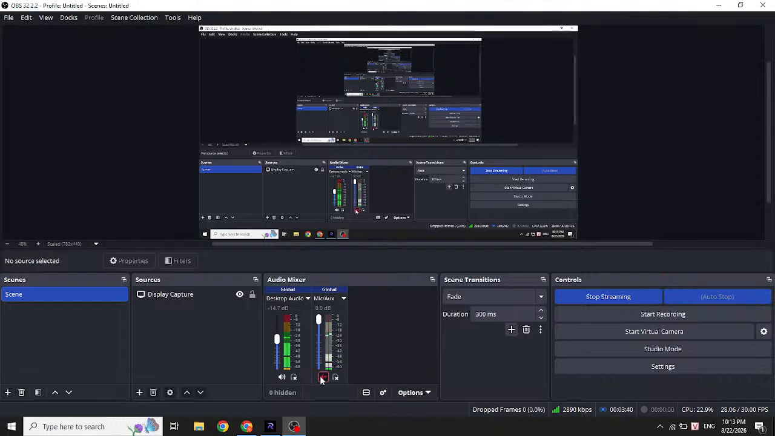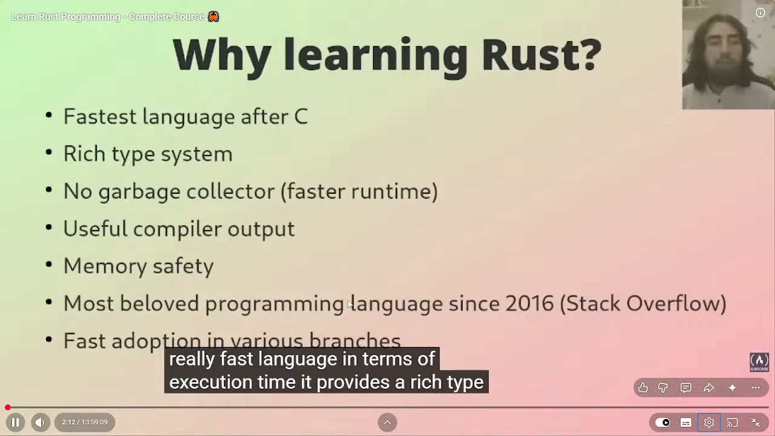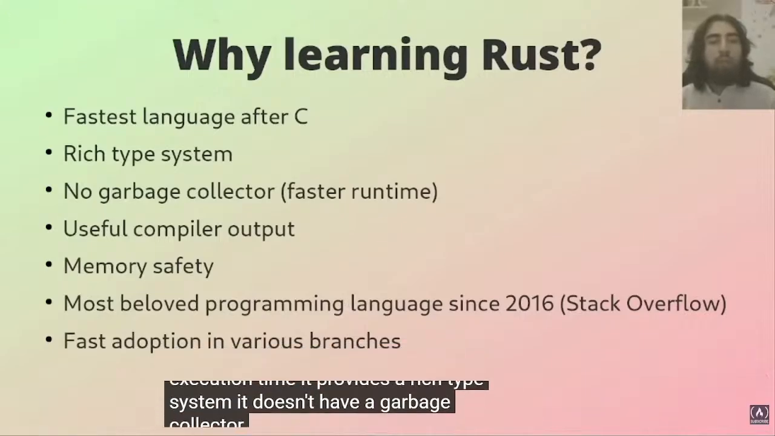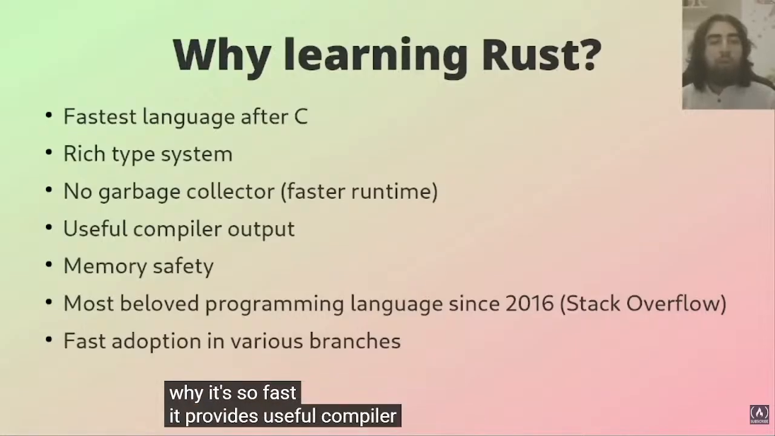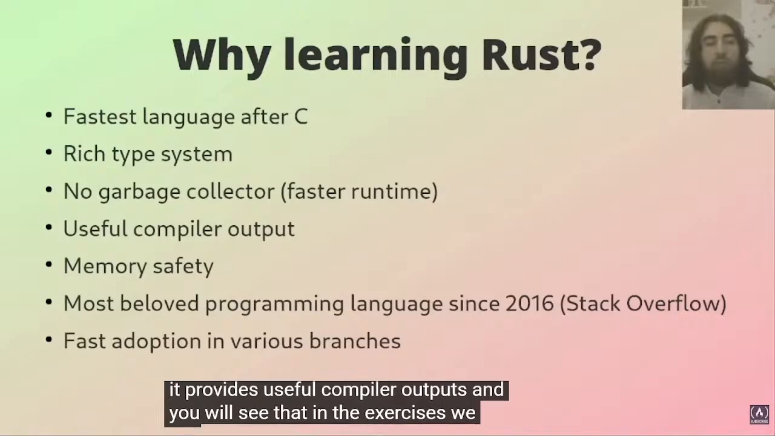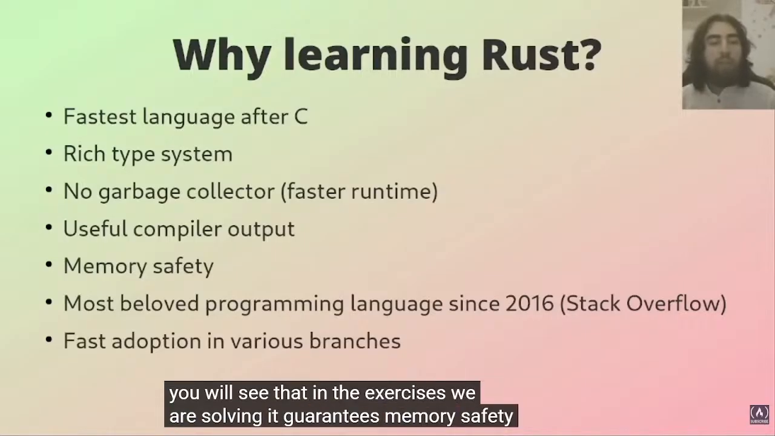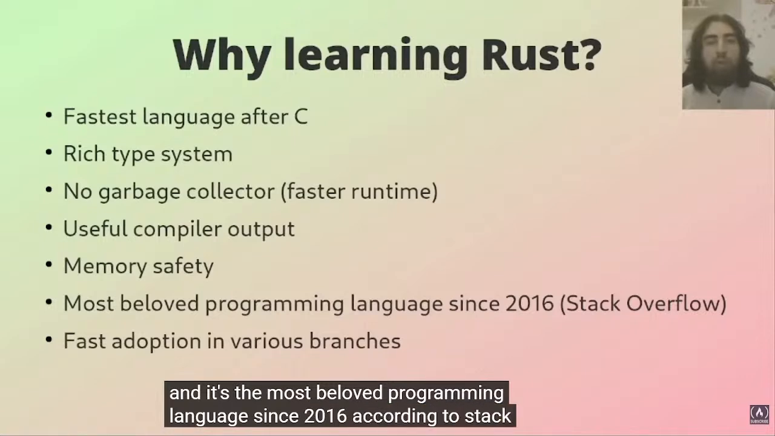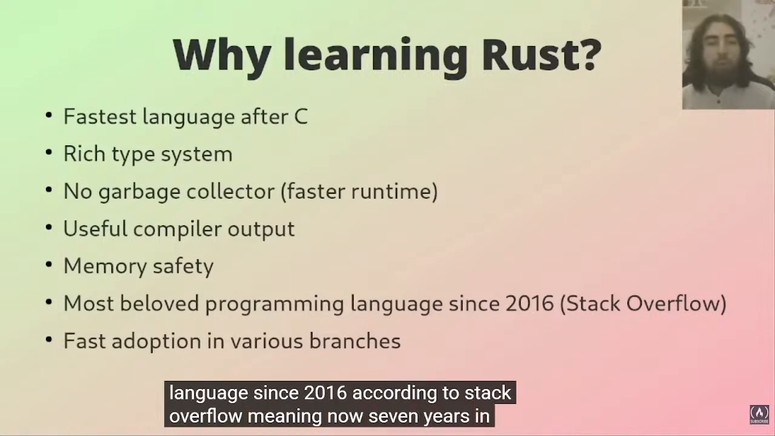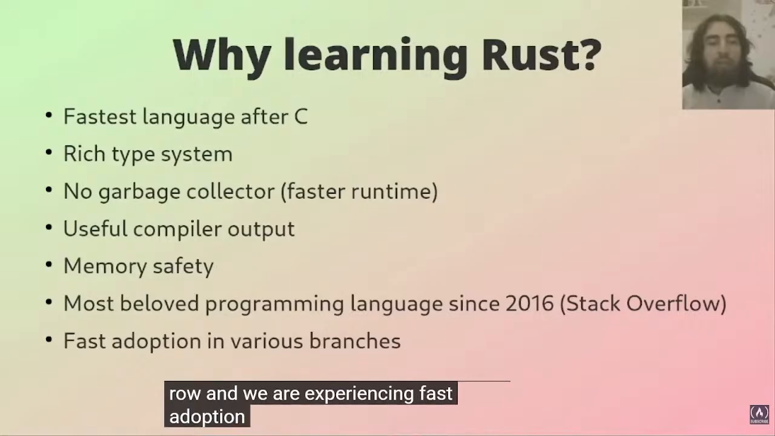So why would you want to learn Rust? There would be, I guess, 1,000 reasons, but I've put together some of the main ones. Rust is a really fast language in terms of execution time. It provides a rich type system. It doesn't have a garbage collector, which is part of the reason why it's so fast. It provides useful compiler outputs, and you will see that in the exercises we are solving. It guarantees memory safety, and it's the most beloved programming language since 2016 according to Stack Overflow, meaning now 7 years in a row. And we are experiencing fast adoption in various branches.